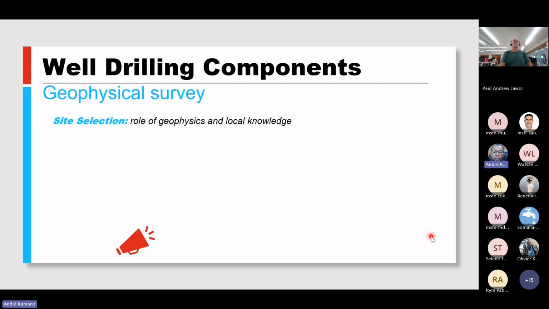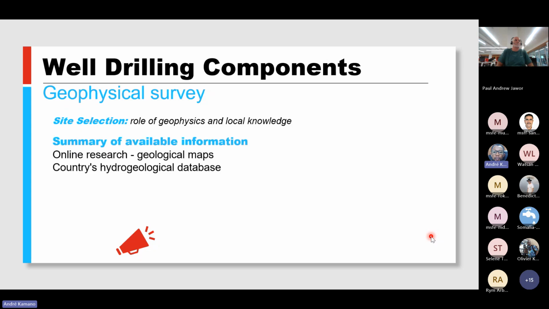The geophysical survey is done in two phases. The first phase is a summary of available information, done online, and also by consulting the geological map and the country's hydrological database. After we have consulted all that information, it enables us to choose the probable sites that we may select. There can be two or three of them for our borehole.